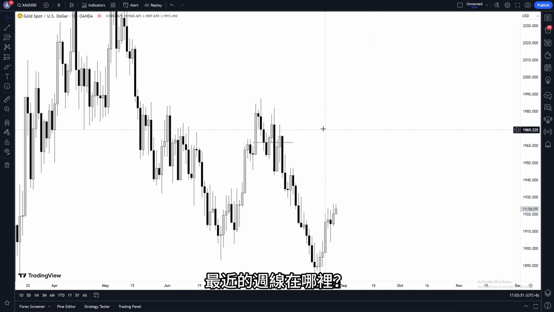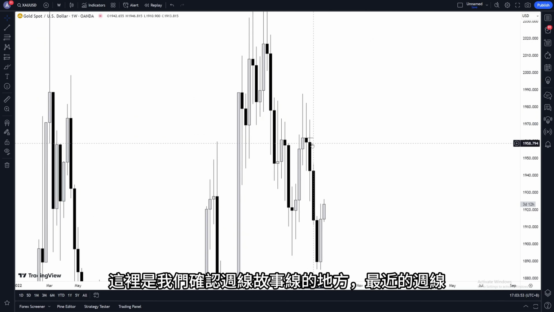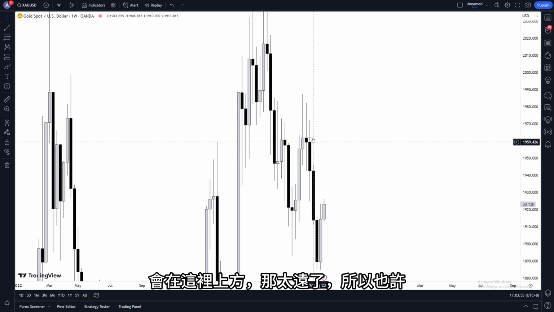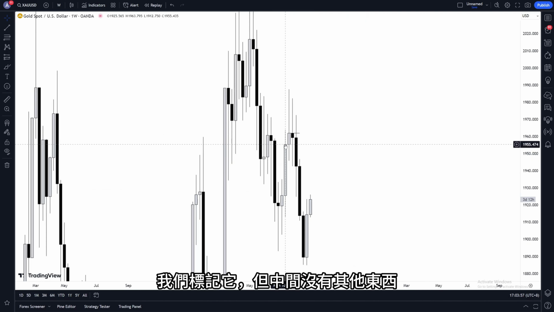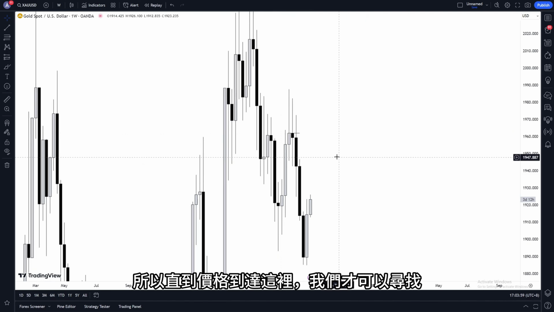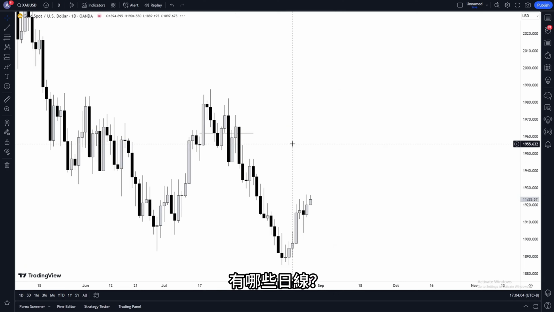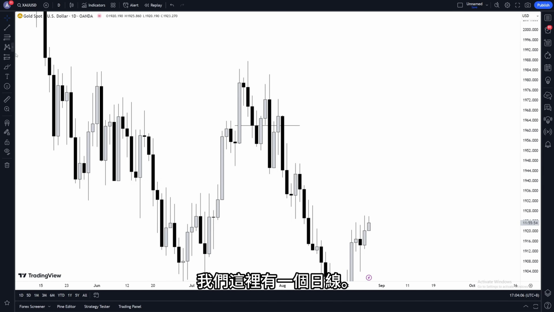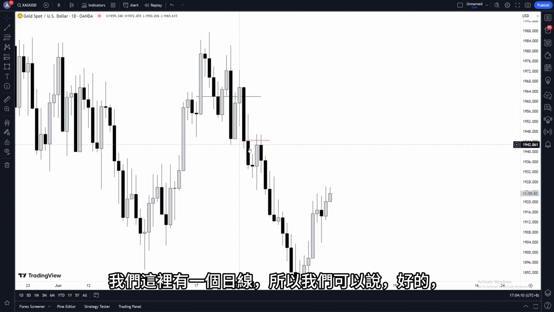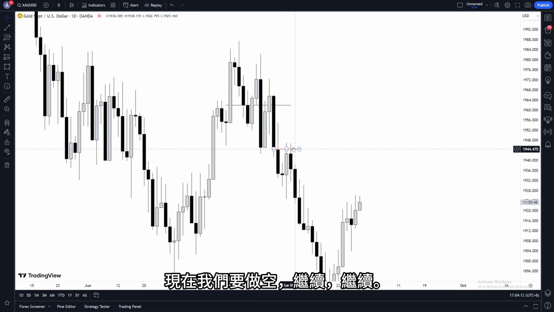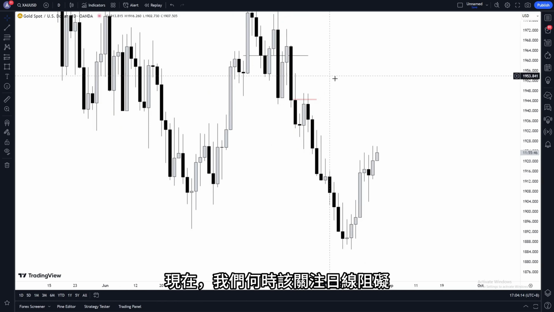Okay, so from here we go and take a look. Okay, what's the nearest weekly? So here's where we confirm weekly storyline. The nearest weekly would be up in here. That's too far, so maybe we mark it, but then there's nothing else in between. So until price reaches in here, we can then look for some dailies. All right, what are some of the dailies? We have ourselves a daily right here. Boom. Right, we have ourselves a daily right here, so we can say, okay, now we're going to sell continuation.